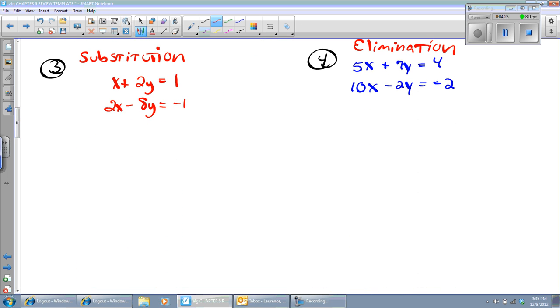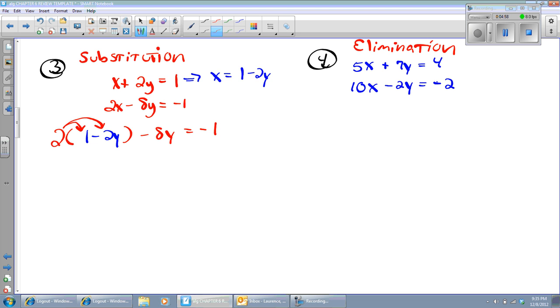I'm going to take this top equation here, and I'm going to solve for x. And I know that x is going to equal 1 minus 2y. I'm going to rewrite the second equation. Wherever I see an x, I'm going to plug in the 1 minus 2y. Okay, minus 8y equals -1. I'll distribute, and I'll get 2 minus 4y minus 8y.